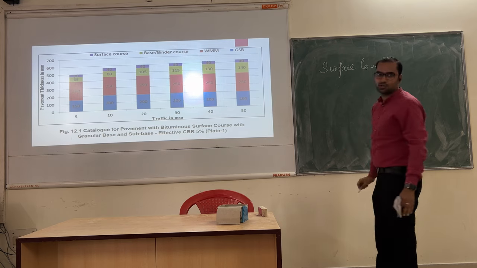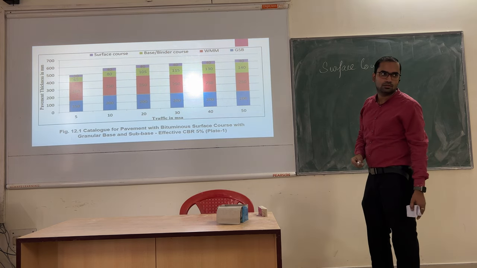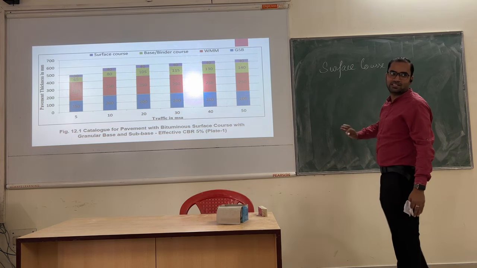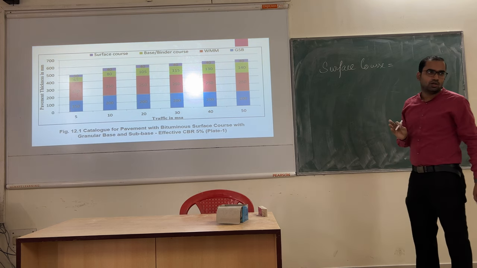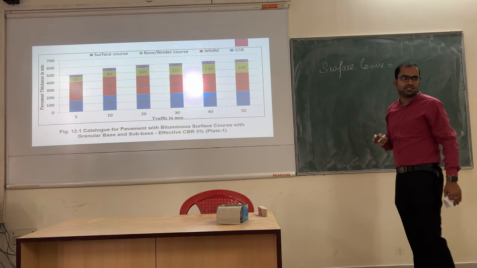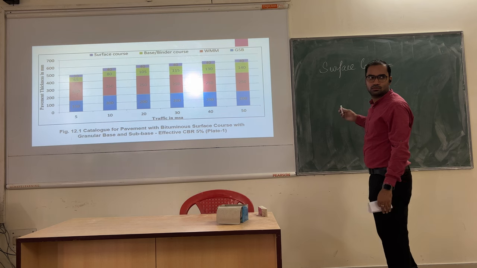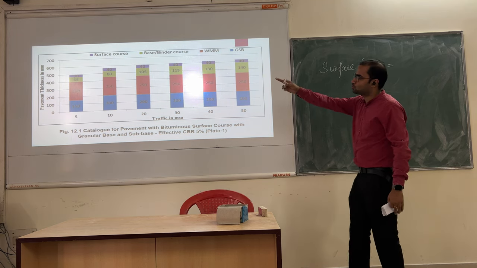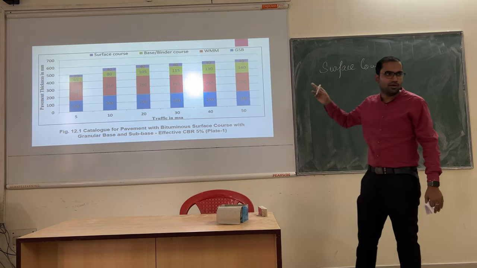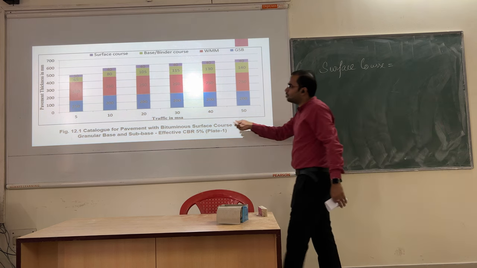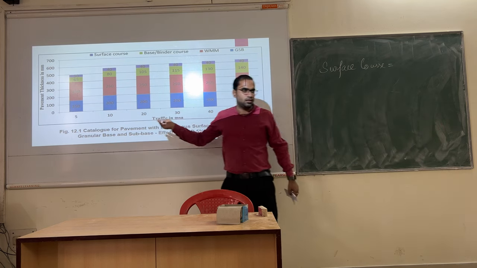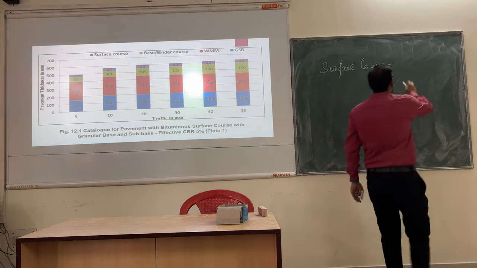So what is the surface course thickness? What will be the surface course thickness based on 12.5 MSA? It will be 40 mm, because 40 mm is constant for 10 and 20. So no interpolation is required.